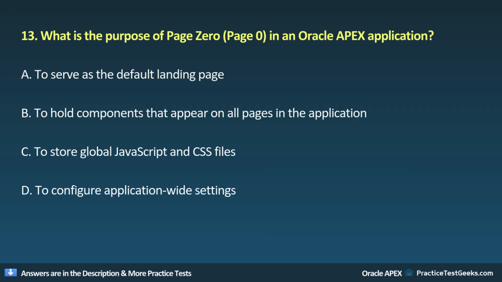13. What is the purpose of page 0 in an Oracle Apex application? A. To serve as the default landing page. B. To hold components that appear on all pages in the application. C. To store global JavaScript and CSS files. D. To configure application-wide settings.